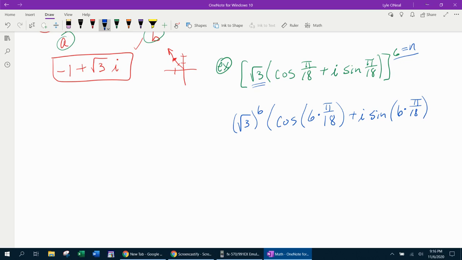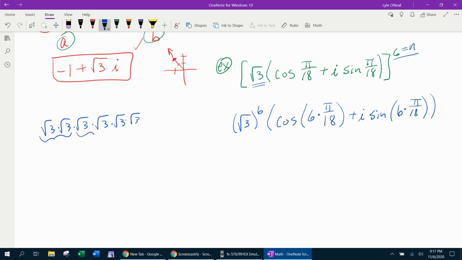And since they gave us nice numbers, this is going to be super easy. Okay, so doing square root of 3 to the 6th, let me show you the long way to do that. Square root of 3, square root of 3, square root of 3, square root of 3, square root of 3, square root of 3. Really, that's what that means if you do it the long way.